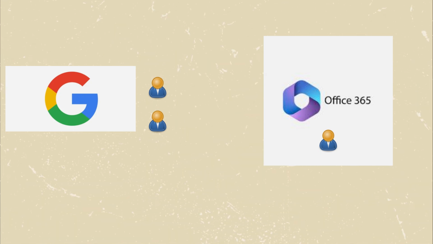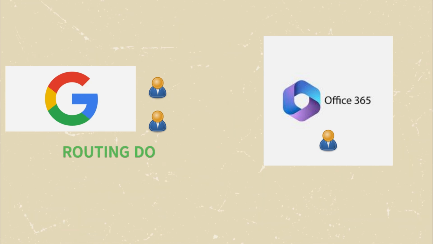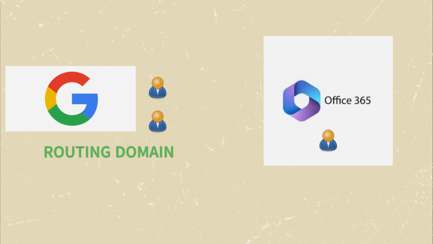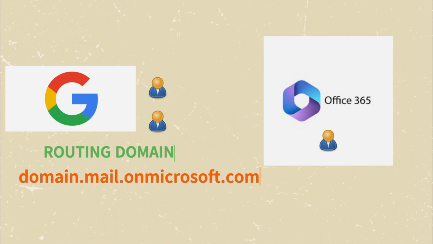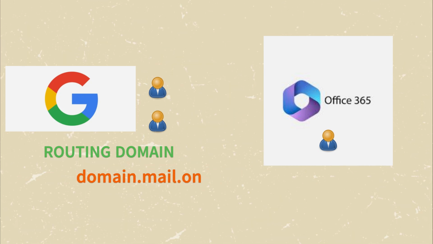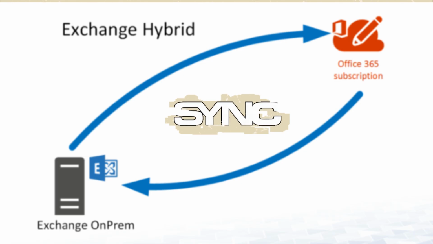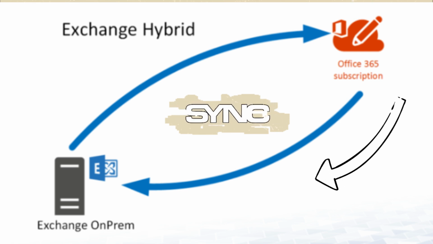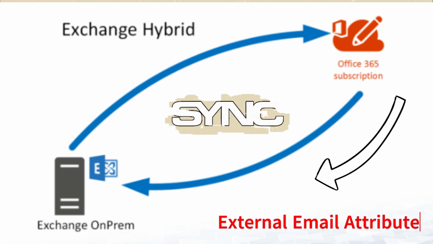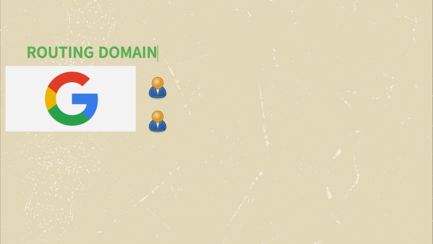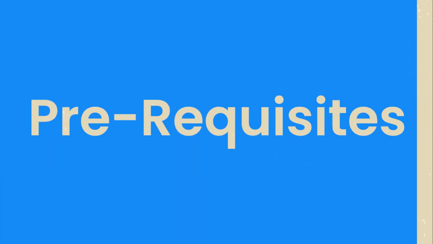In an Exchange hybrid environment, you might be familiar with the term routing domain, such as domain.mail.onmicrosoft.com. This domain is used to route emails seamlessly between the on-premises environment and Office 365. Secondly, to route emails from Office 365 to the on-premises environment, the external email address attribute is used. Referring to that example, similarly, we need a routing domain to facilitate email routing from Google Workspace to Office 365.